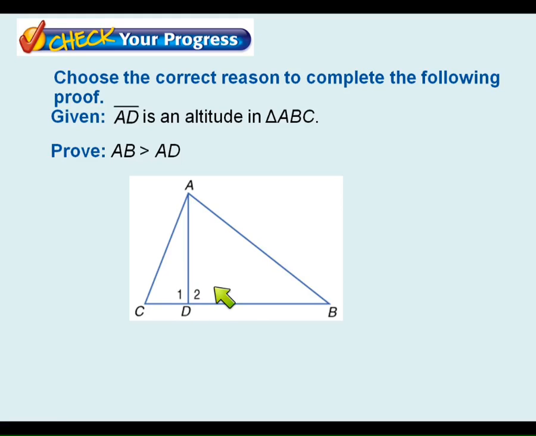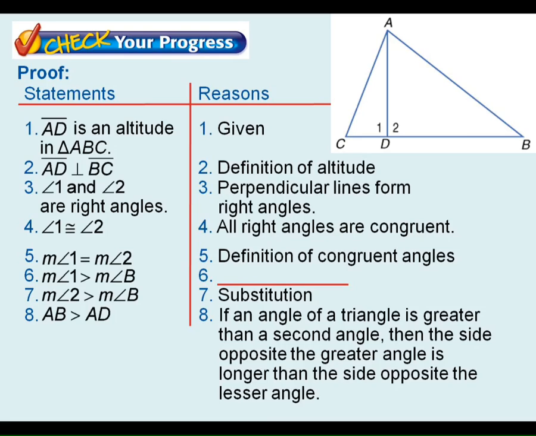What an altitude is, it meets it at 90 degrees. It doesn't cut it in half, that's a perpendicular bisector. An altitude meets it at 90 degrees. So automatically I'm going to know 1 and 2 are 90 degrees. So I'm just kind of talking out loud here, what do I know from what's given? What I'm trying to prove is that AB is greater than AD. Only given this information, let's look through this proof here.